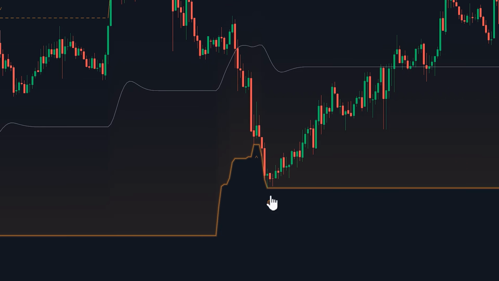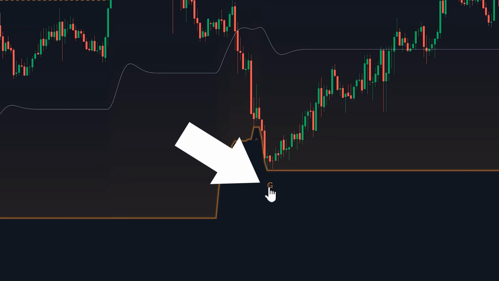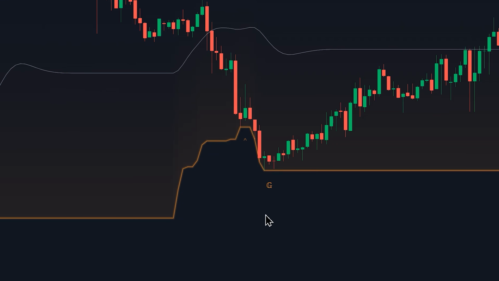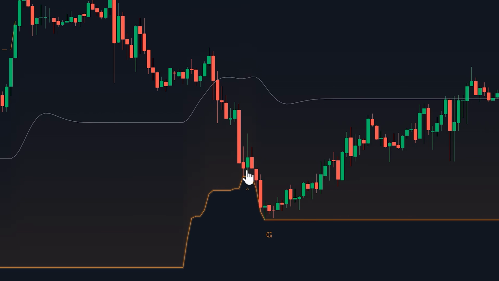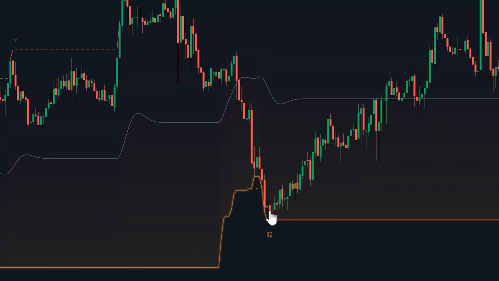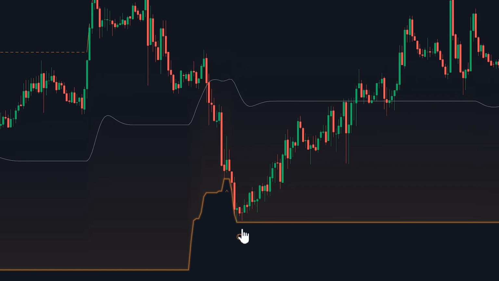On the other hand, at the bottom we have the bottom label, marked with the G sign. This indicates a high probability bottom or an oversold zone. It signals a potential reversal to the upside, making it an ideal point to consider entering long positions or closing short positions. This label reflects conditions like low volatility or momentum shifts, suggesting that the market may be preparing for a rebound.